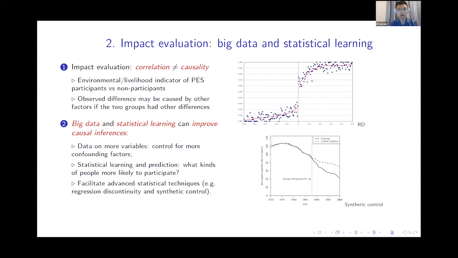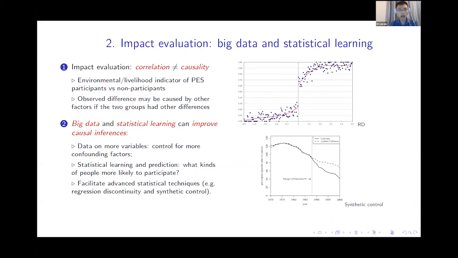However, obviously, this is likely to be correlation, so this doesn't necessarily mean causality, because the two groups might be systematically different before they entered this PES program. So after the PES program, if we observe any difference, say in forest cover or livelihoods between the two groups, such difference might well be caused by some other factors instead of the PES program per se.